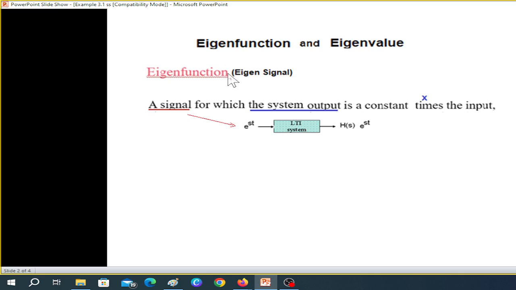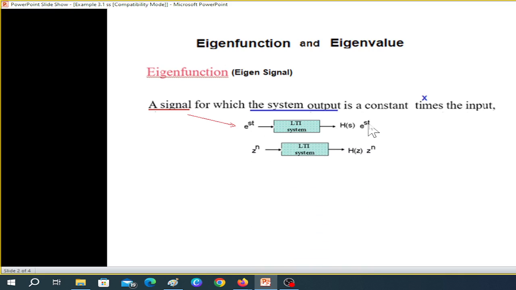So eigenfunction can be defined as a signal for which the system output is a constant, this constant times, so multiplied by the input e^st. So this is the input. So this type of signal which produces or which reproduces itself at the output with some other constant is called the eigenfunction.